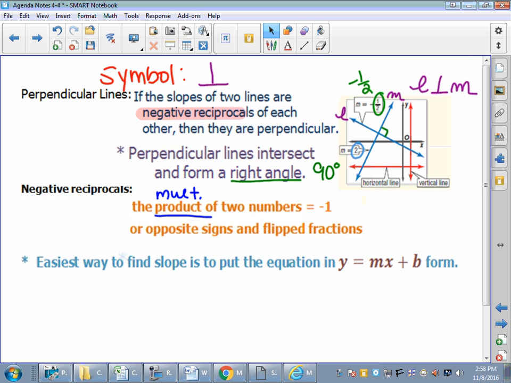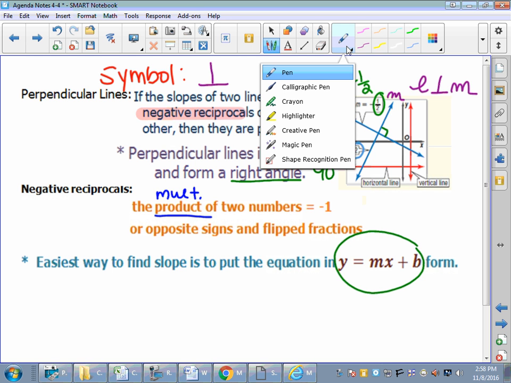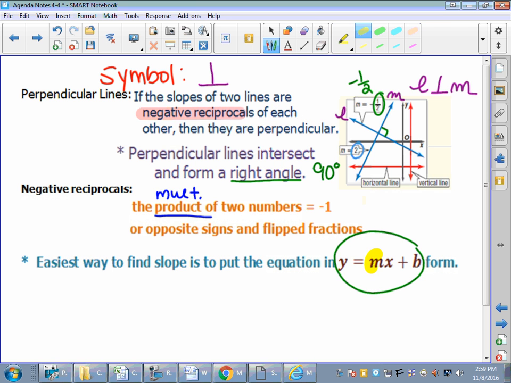And here's the part that you got to take notice. If you need to find the slope of lines, the easiest way to find that is to put it into slope-intercept form, because we know that m always stands for slope. So if you've got an equation in standard form, it might be difficult to figure out the slope. So you actually have to do a little bit of work with that in order to identify the slopes. So I'm going to do some problems like the next one.